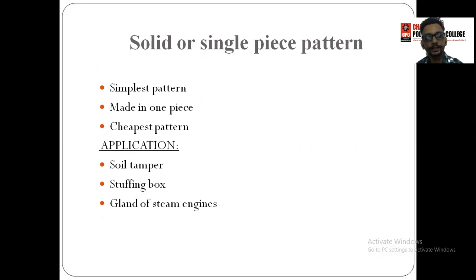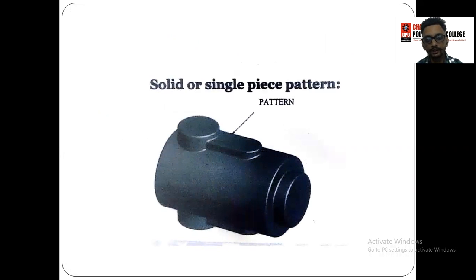The first type of pattern is the solid or single piece pattern. It is the simplest pattern, made in one piece, as the name shows the concept of a single piece pattern. It is the cheapest pattern. Applications of single or solid piece pattern are solid tamper, stuffing box, and gland of steam engines. This is the diagram of the solid or single piece pattern, which shows the concept of a single solid piece pattern. In the solid piece pattern, there are no divided parts.